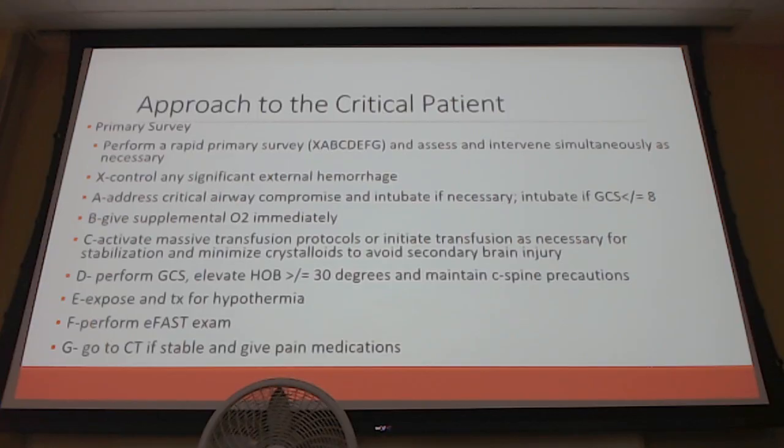We can do precautions, which we'll talk about today, but a lot of the head injury or brain injury precautions we use are just elevating the head of the bed initially, trying to decrease the intracranial pressure if it's elevated. And then we do the rest. We expose, treat for hypothermia, get our EFAST, and then hopefully we can go to CT. If not, they need to go to the operating room.